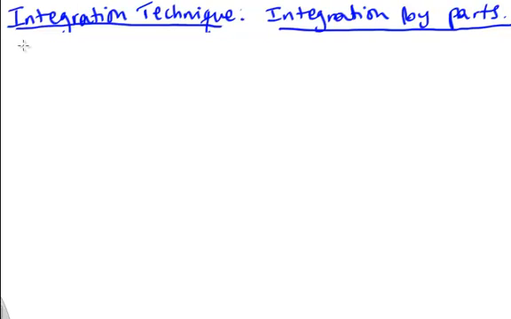In this video we will see an integration technique known as integration by parts. If you have noticed, integration by u-substitution is the reverse process of the chain rule of the derivative. This one is the reverse process of the product rule of derivatives.